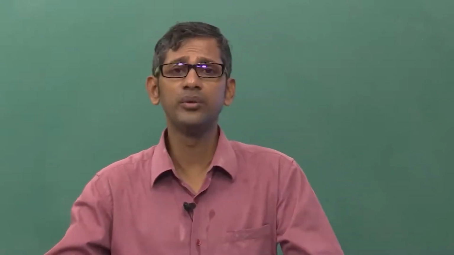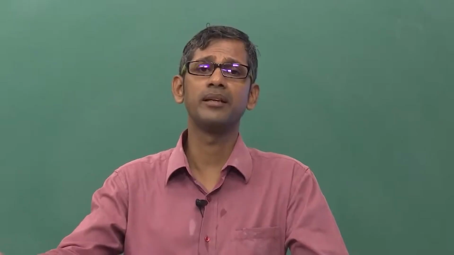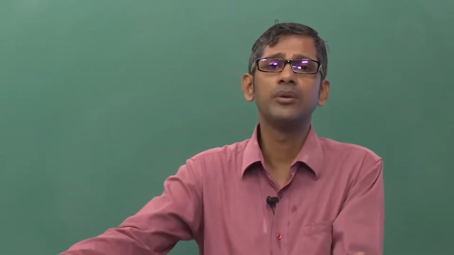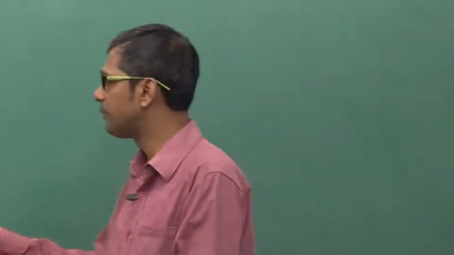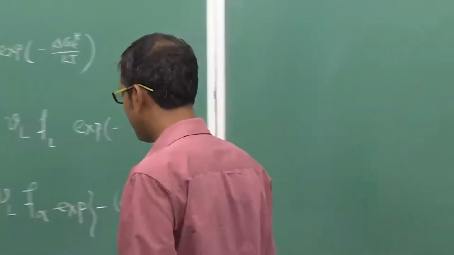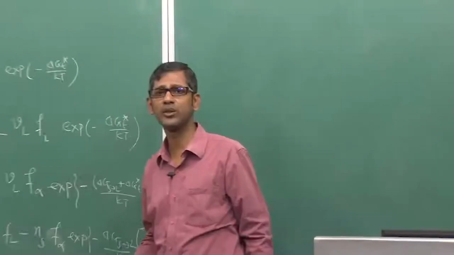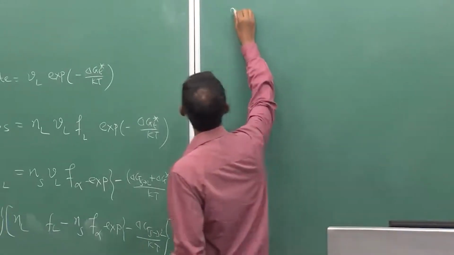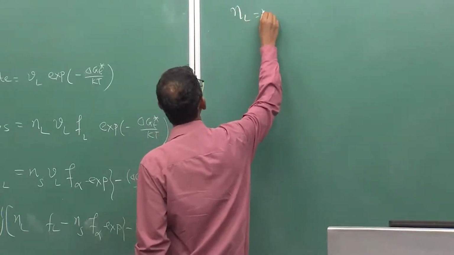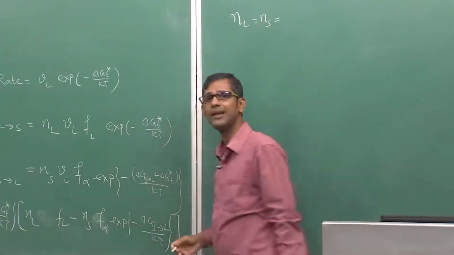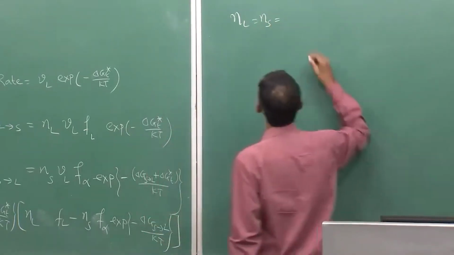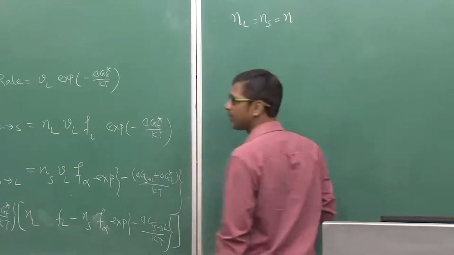So let us continue with the discussion of the atomic mechanism of the growth. As you have seen in the last lecture, we can actually use flux balance across the solid liquid interface to get growth rate. So let us now simplify the equation. We can always assume that the number of atoms in the liquid is equal to the number of atoms in the solid. At any time it is possible, but it is an assumption. Let us assume this is equal to n.